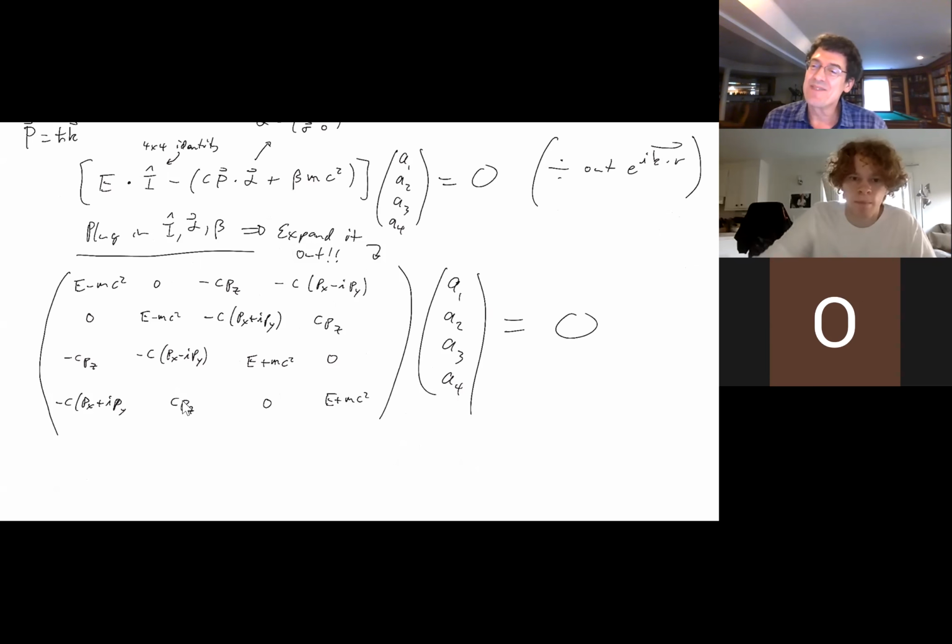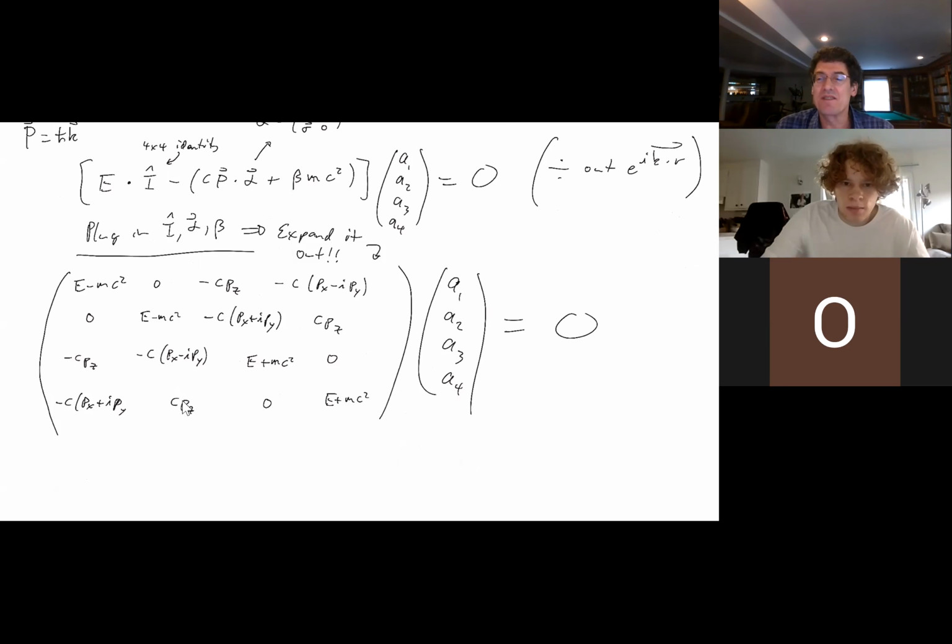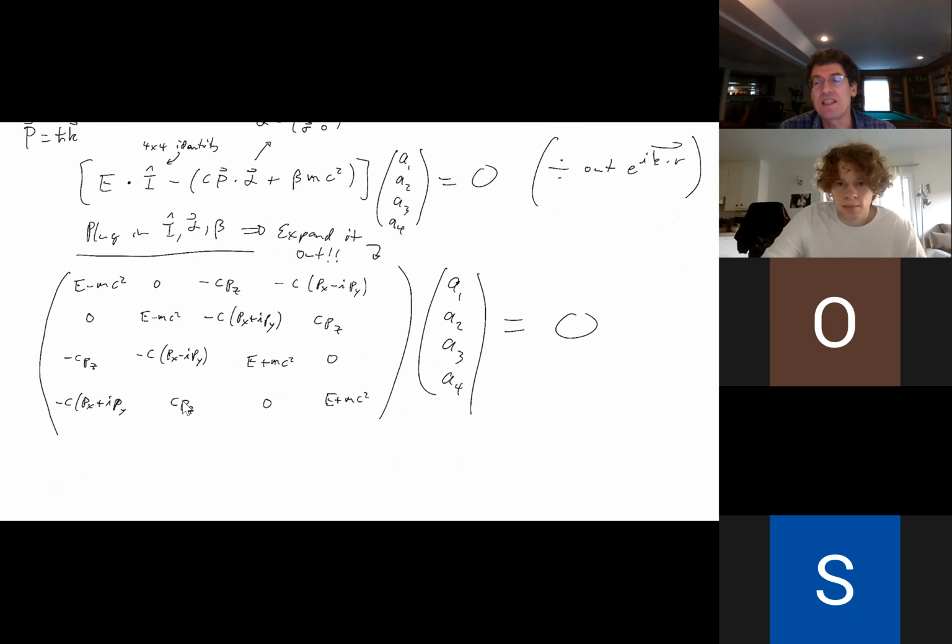And you guys have all done this a million times. What do we do next? I got a matrix times a vector equals 0. What do I do next? Find the eigenvalues. Yes, how do I do that? Take the determinant with the minus alphas, or whatever you want to call the things along the diagonal, and set the determinant equal to 0. That's right. That's exactly right.